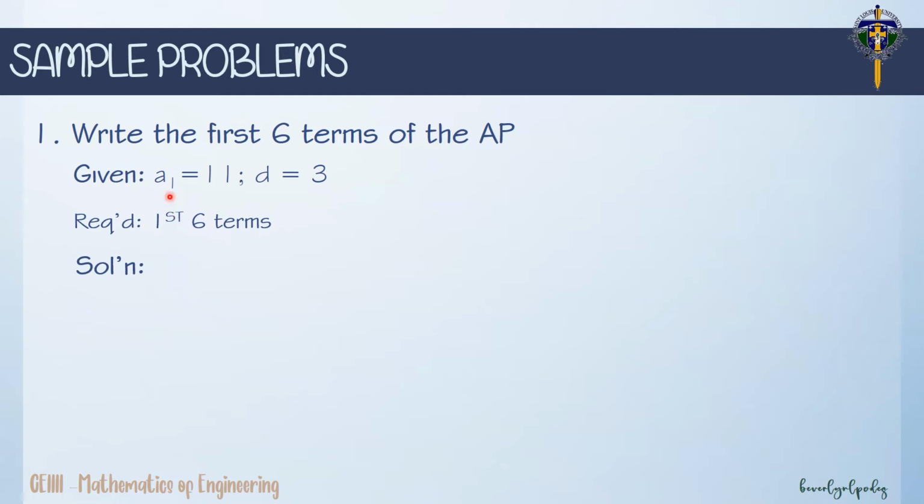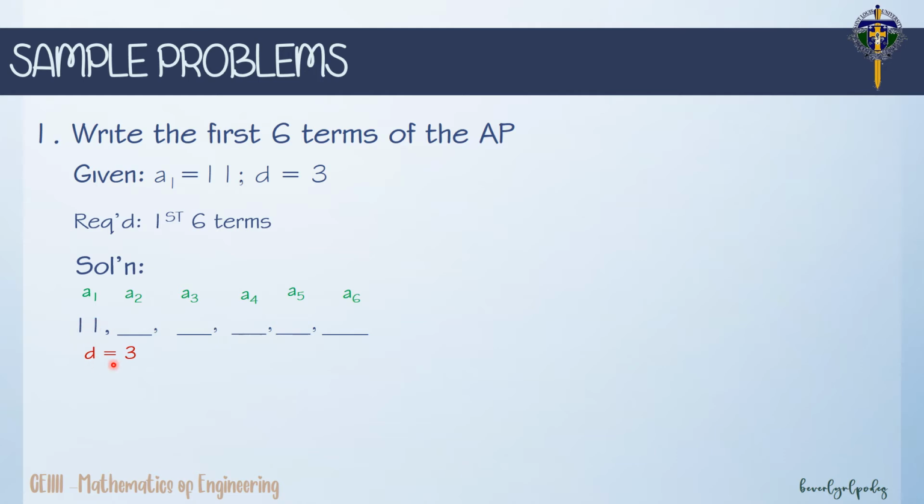So we have no problem with the first term because it's already given. What we are to do is to find the second term, the third term, the fourth term, the fifth term, and the sixth term. Since the difference is given, which is 3, we learned from the previous discussion that the successive term is simply the summation of the previous term plus the common difference.